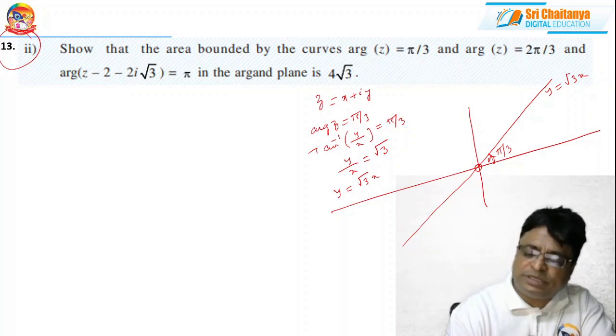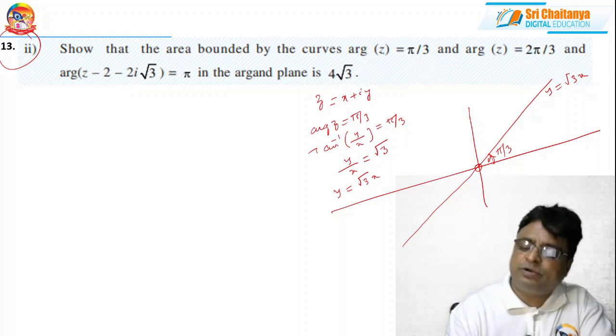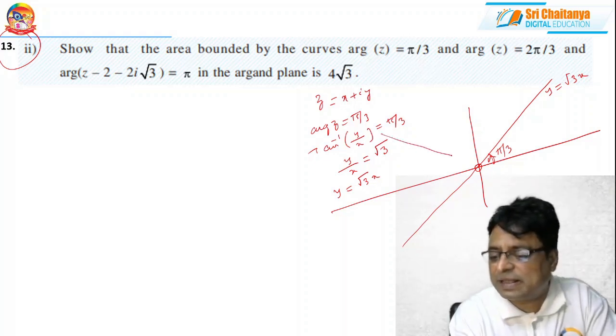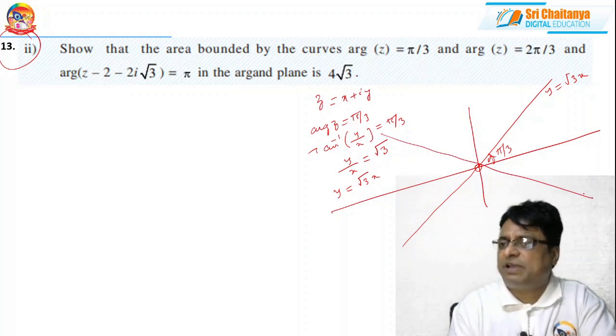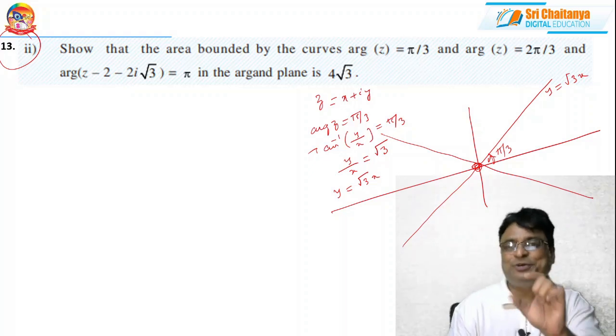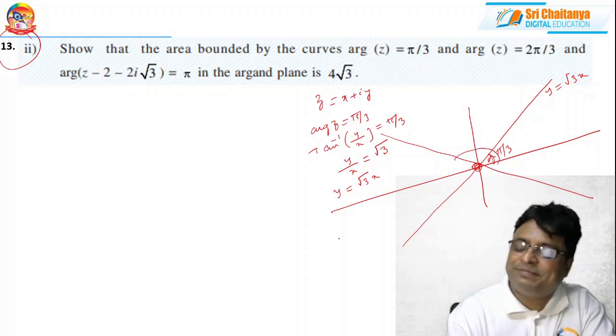Argument of z is equal to 2π by 3 means tan inverse of y by x is equal to 2π by 3. That is y by x is equal to minus root 3. You can get another line like this. That is also a line, an infinite ray passing through origin other than origin. That is the beauty in the locus. Okay, this is again 2π by 3.